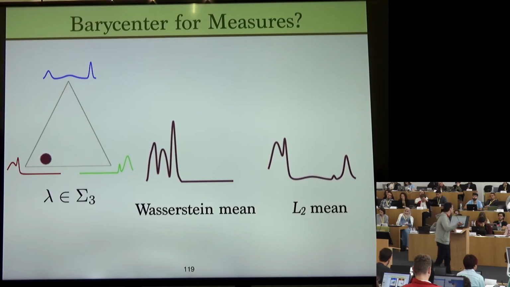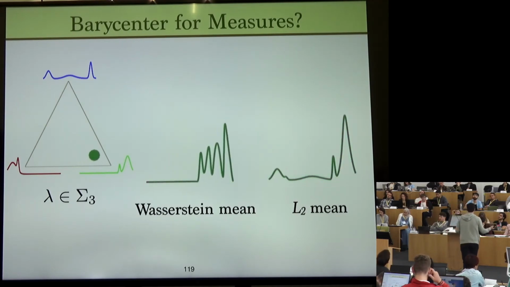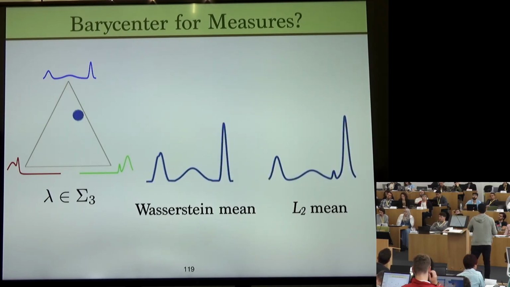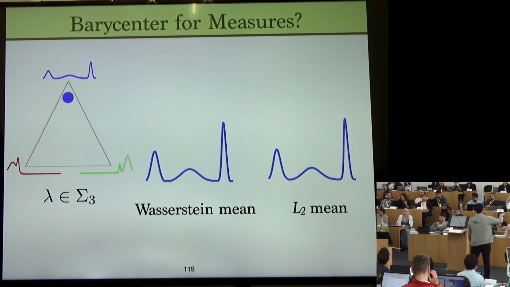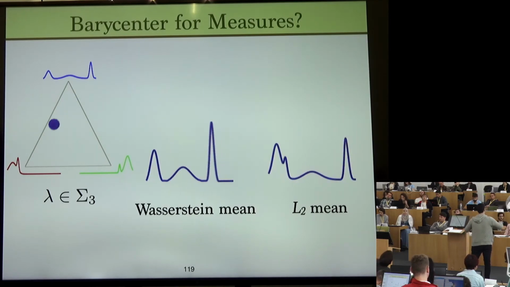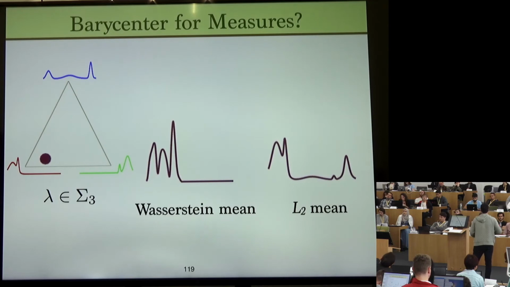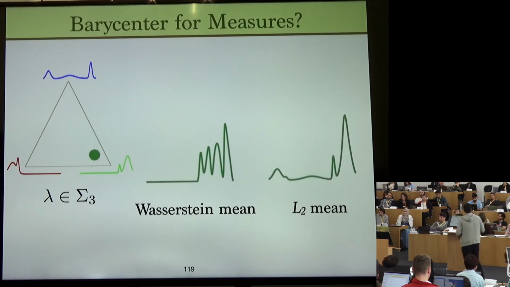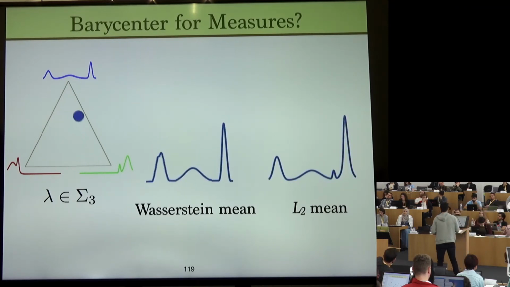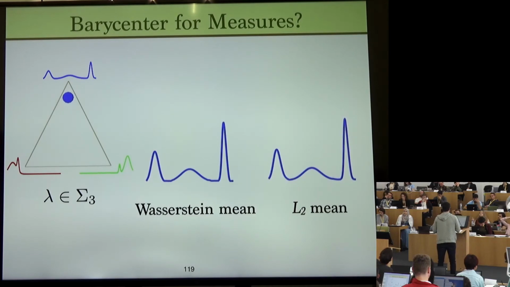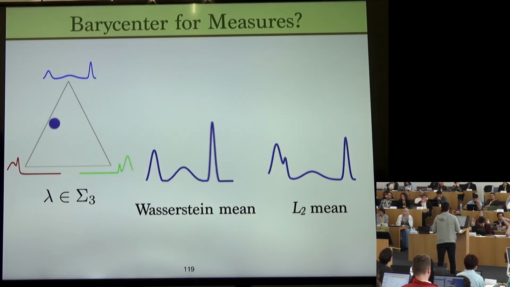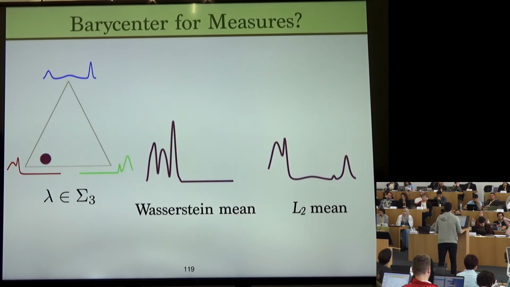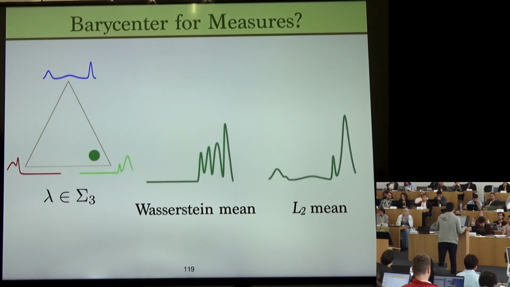On the right-hand side, the L2 mean is just the average of those densities with different weights. You can see this elevator game, the peaks of those three measures going up and down. And on the left, you have the Wasserstein average. Here, I think you can feel that it's doing something fundamentally different, which is playing with transporting the values.